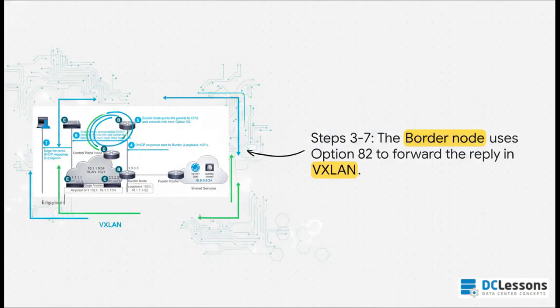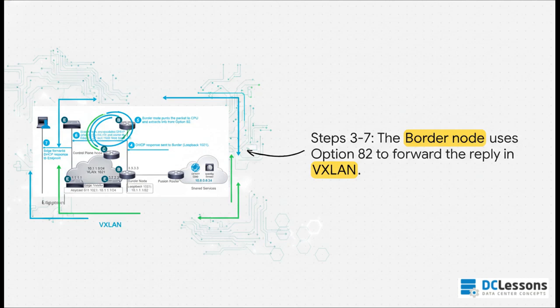And now for the return trip. The DHCP server, which is probably outside the fabric, sends a reply back. The border node catches it, and here's where option 82 gets its moment to shine. The border node looks inside, finds that RLOC that was tucked in there, and says, "Aha, I know exactly which switch this needs to go to."